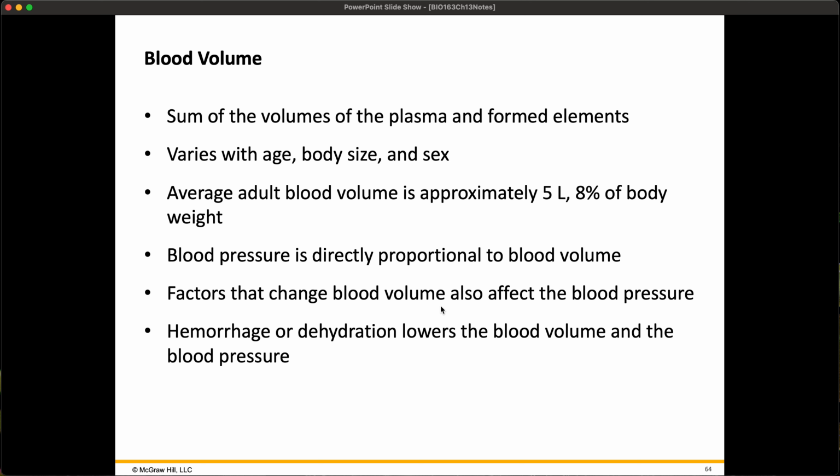Factors that change blood volume also affect blood pressure. Hemorrhage or dehydration lowers blood volume and blood pressure. So whether you are bleeding out or have been working out, you've been outside doing something and you're sweating a lot, all of those things are going to start to make your blood pressure drop.